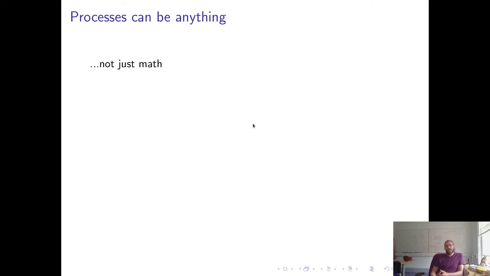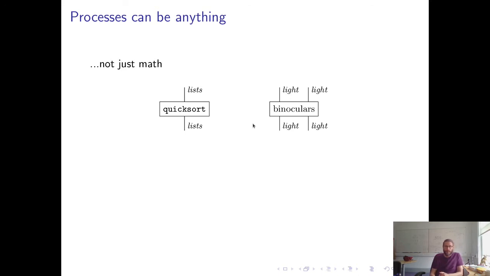Okay, so processes can also be anything. So not just math. There's a lot more processes than just mathematical functions. So you can imagine like a computer program as a process. So here's a program called Quicksort, which takes in a list and it puts out a list of sorted elements of that list. A physical device could be a process, right? So binoculars have two lenses which let light in and then two lenses that let light out, ideally magnified or maybe shrunk if you're holding them backwards.